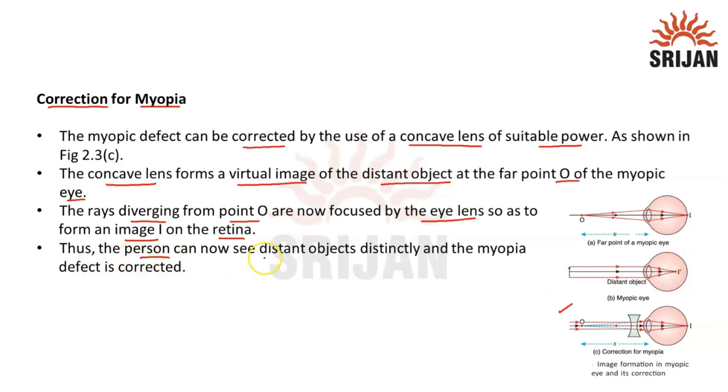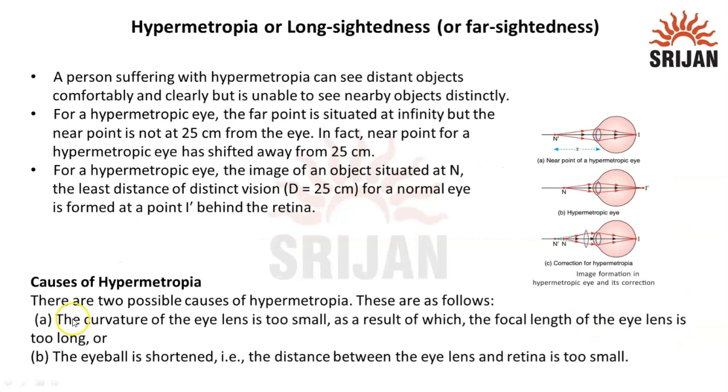Thus, the person can now see the distant objects clearly and the myopia defect is corrected. Moving on to the next defect, that is hypermetropia, or long-sightedness. A person suffering from hypermetropia can see distant objects comfortably and clearly but is unable to see nearby objects distinctly.